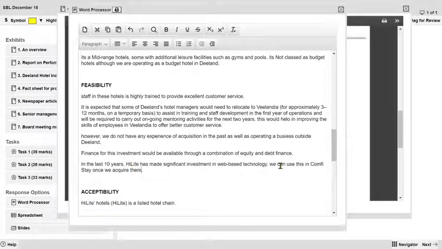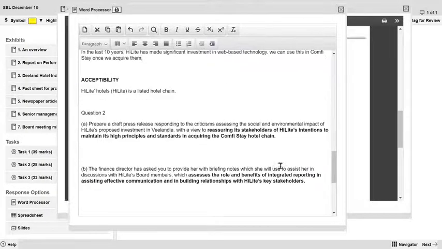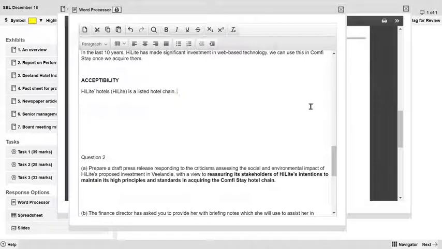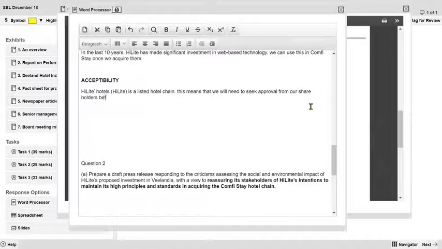Alas, done with feasibility. We talked about staffing, we talked about finance, brand we did not talk. If you want, you can talk about brand and technology. Acceptability: it is a hotel, a listed hotel chain. Okay, so which means what? This means that we will need to seek approval from our shareholders before taking this decision. Okay, you think the shareholders will approve?